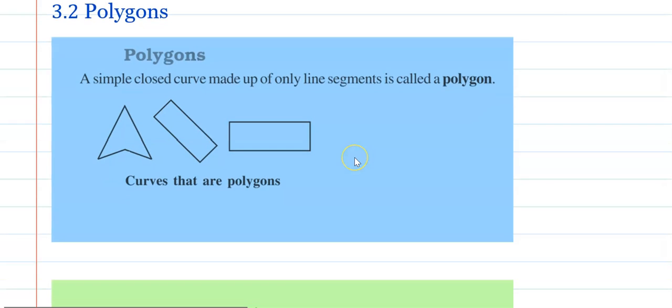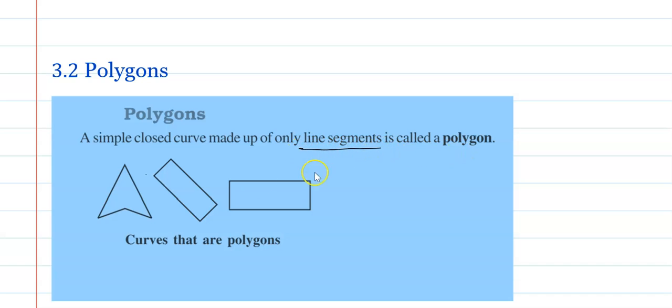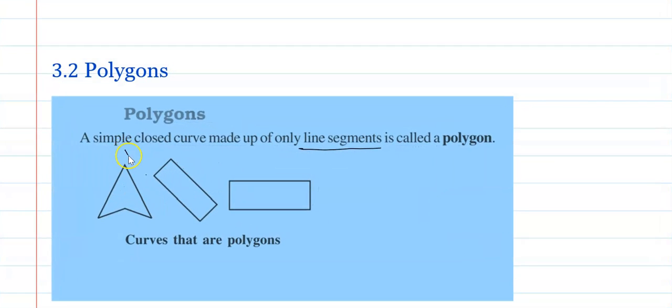Now the next, what do we mean by a polygon? A simple closed curve made up of only line segments is called a polygon. Only line segments, this is important. These are line segments and it is closed, therefore this is a polygon. A polygon has 3 or more than 3 sides. All these curves are polygons.